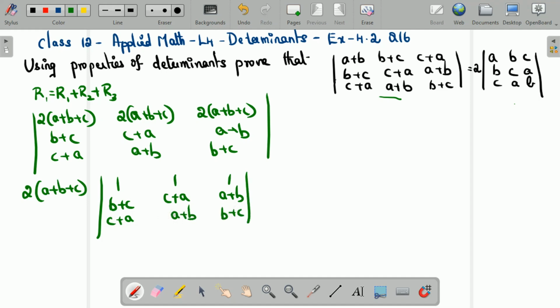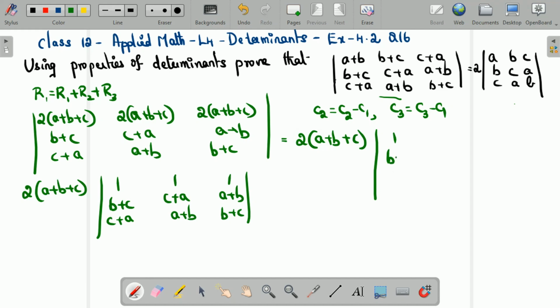Now the next transformation that we can make is C2 = C2 - C1, and simultaneously I'm going to say C3 = C3 - C1. So the first column I'm going to retain, all the others I'm modifying. So 2(A + B + C). The first column is 1, B + C, C + A. The second column is 1 - 1 = 0, C + A - B - C. So this is going to be A - B.